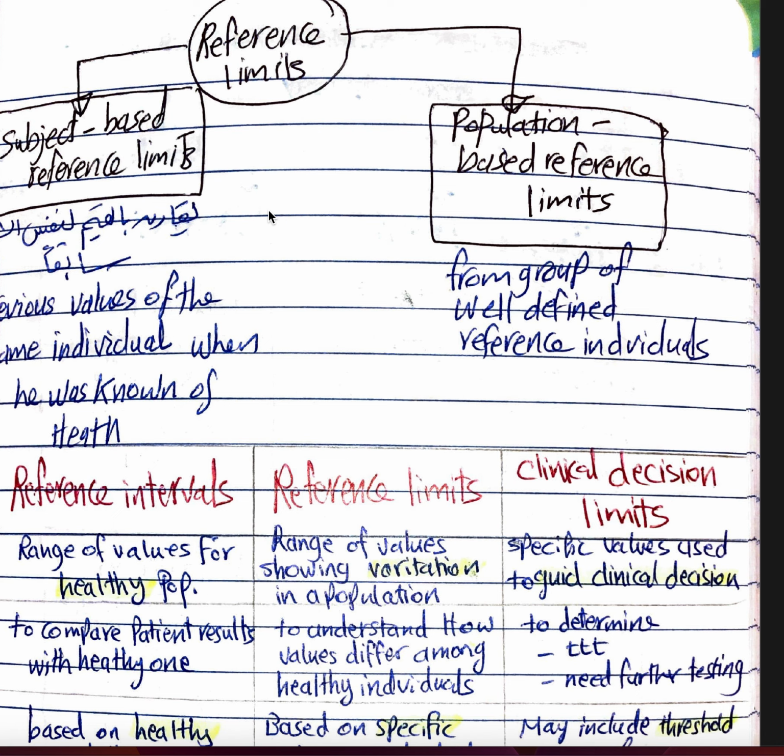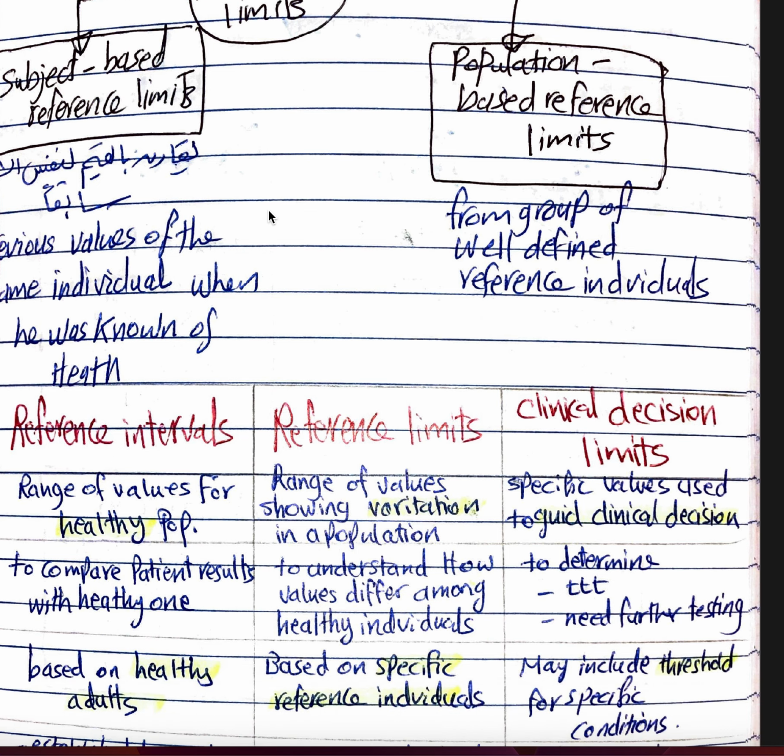But for population-based reference levels, I take a group from this population, I have the results of them, and I make them a reference. That's exactly the population-based reference levels. So the reference levels here are subdivided into subject-based reference levels and population-based reference levels.